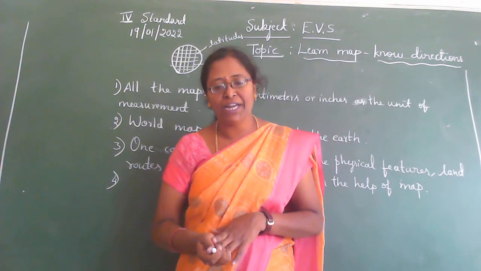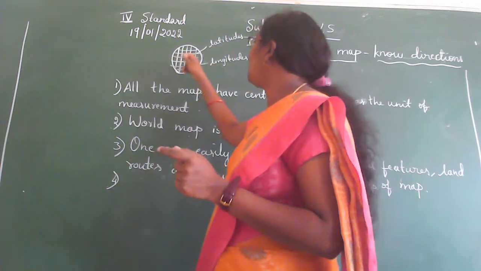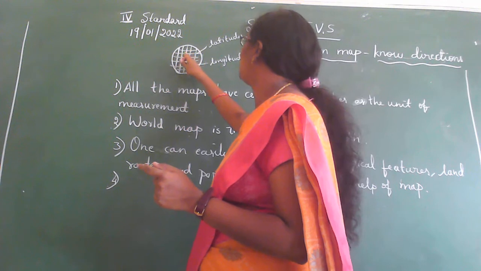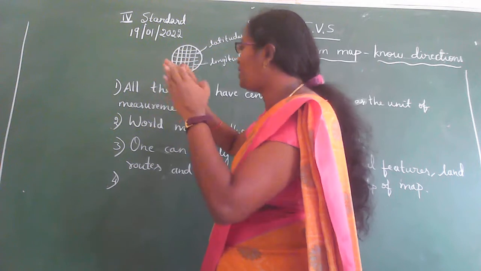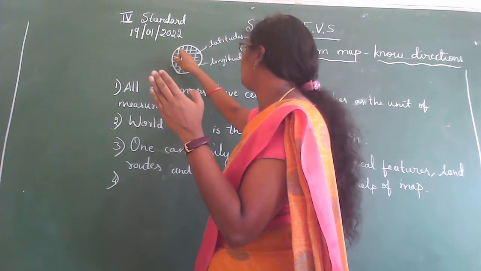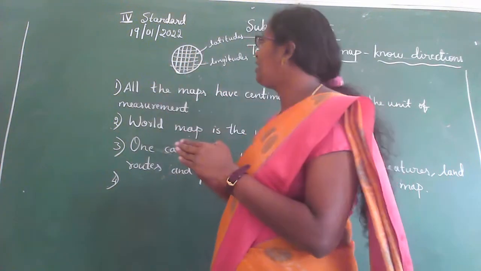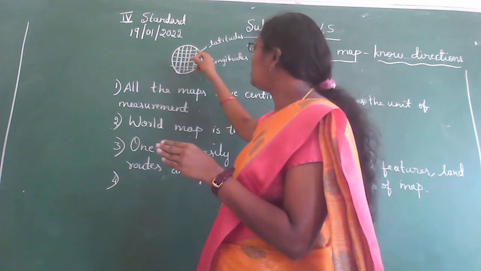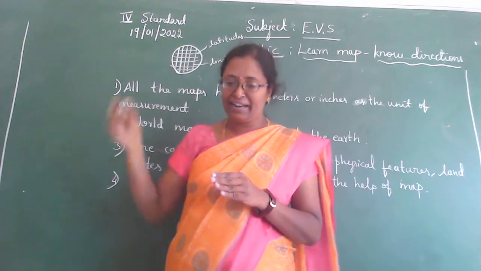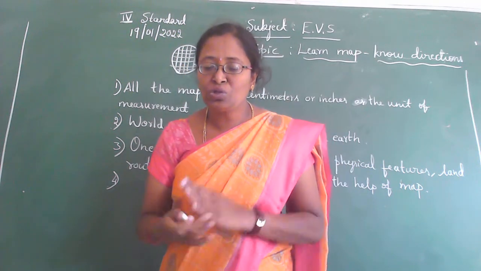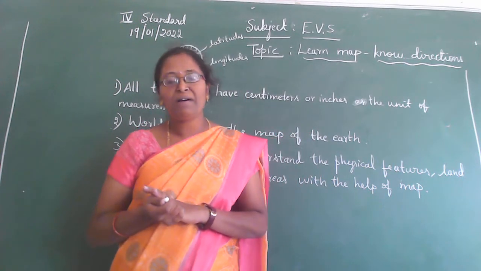What is the meaning of grid? A grid means a network of evenly spaced lines. Evenly spaced vertical and then horizontal lines. So they are used to locate or identify the locations on the map.